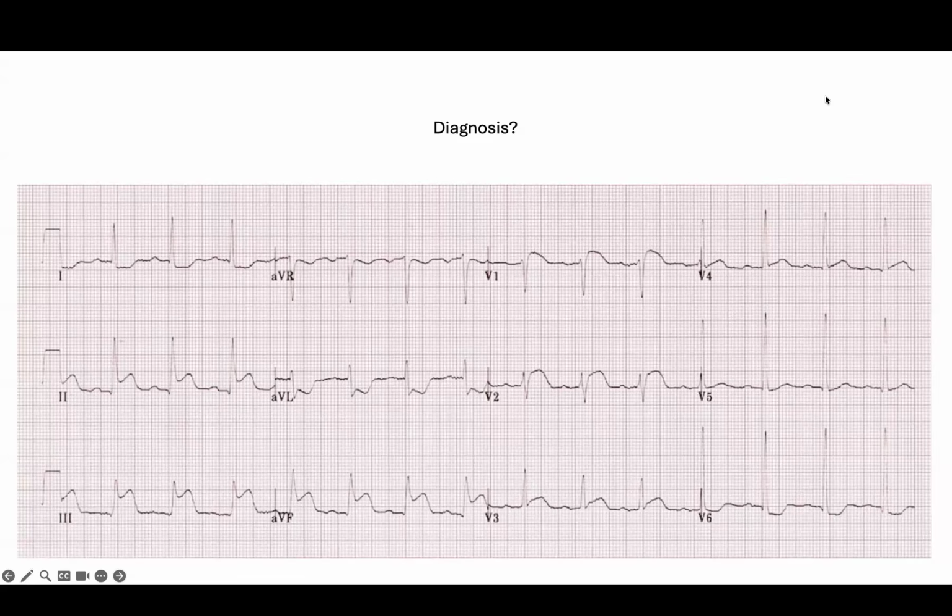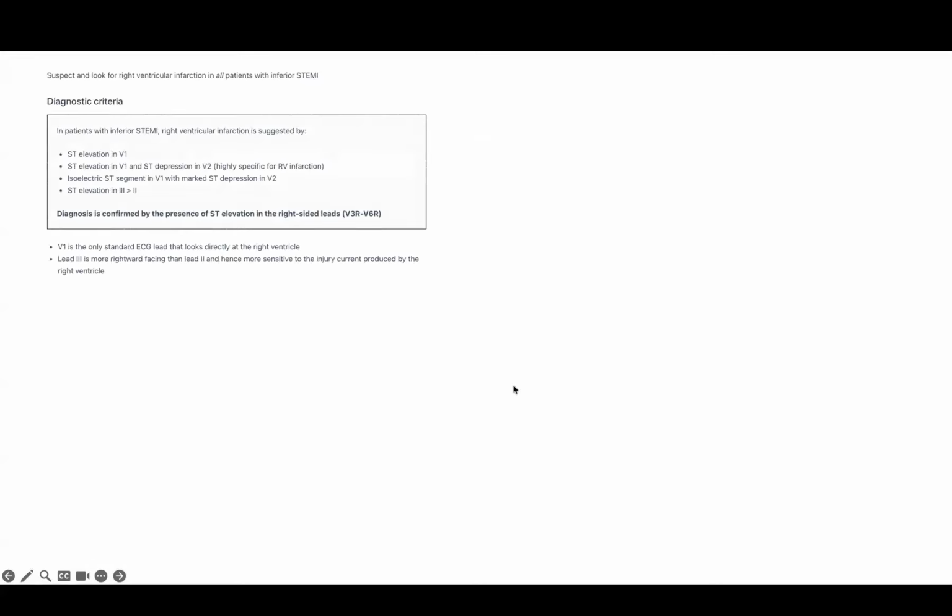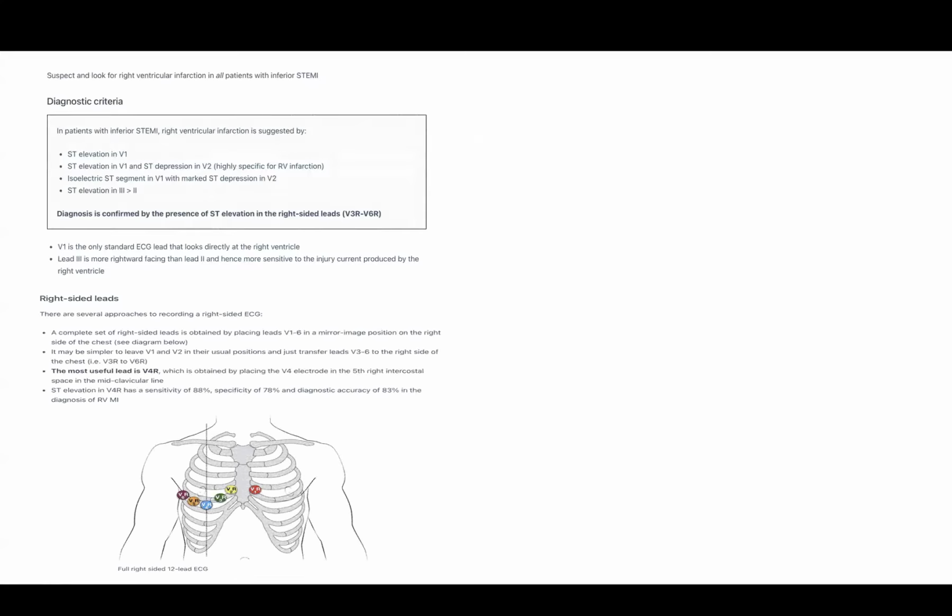Inferolateral, inferior anterior MI. Okay, fine. So that could be one. Ah, exactly. It is supposed to be RVMI. So in patients with an inferior STEMI, RV infarction is suggested by ST elevation in V1 and depression in V2. That is supposed to be highly specific for RV infarction.